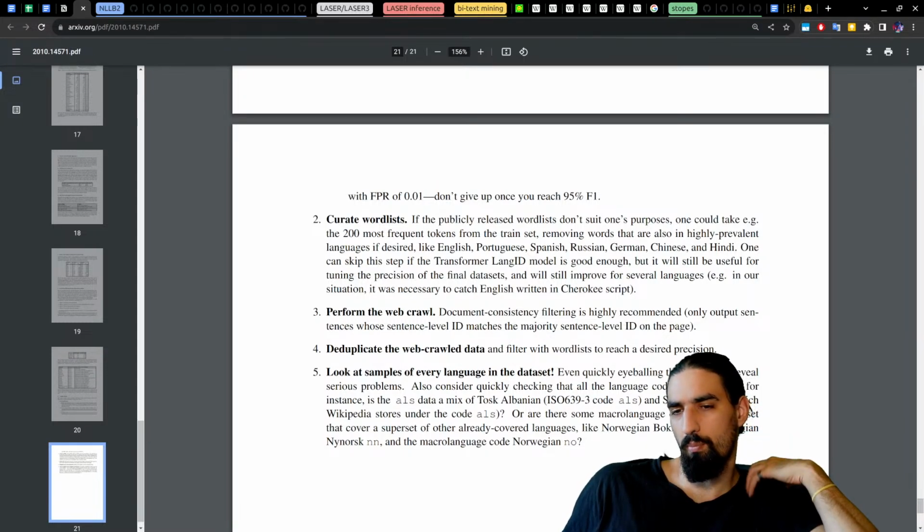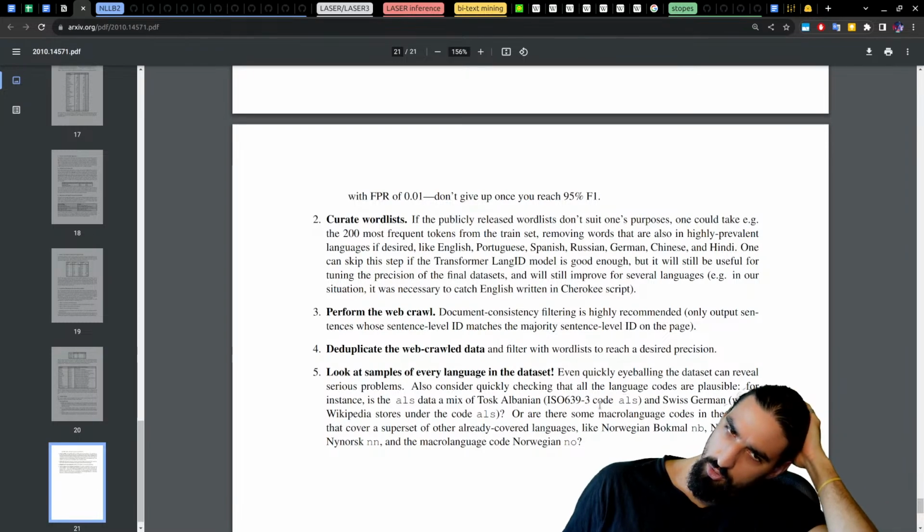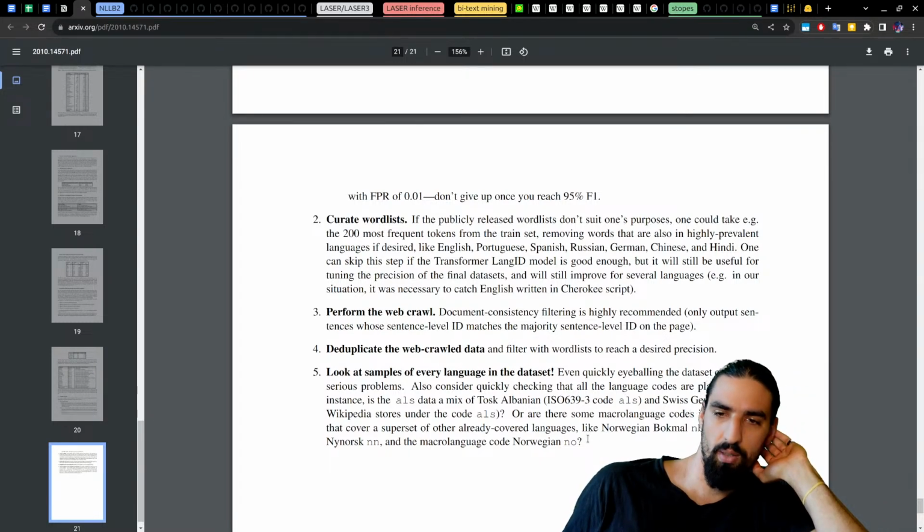Or are there some macro language codes in the dataset that cover a superset of other already covered languages like Norwegian?